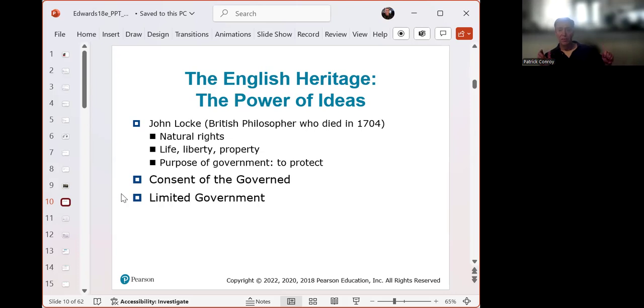There was an important philosopher called John Locke. He was British, he died in 1704, and he really wrote about natural rights: life, liberty, and property, and that the purpose of government was to protect those things. He made a lot of assumptions about how governments were formed at the beginning of history, maybe true, maybe not true. But it involved that the power of the government came from the people to protect the people and their property. That was the whole purpose of government, and it should be limited.